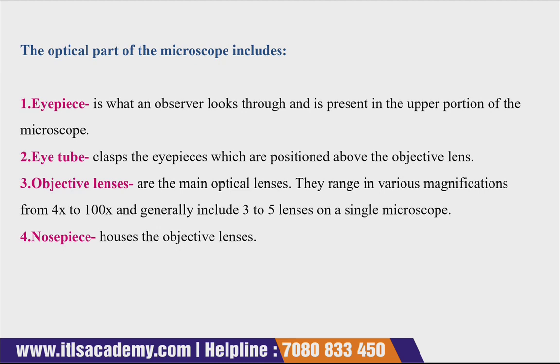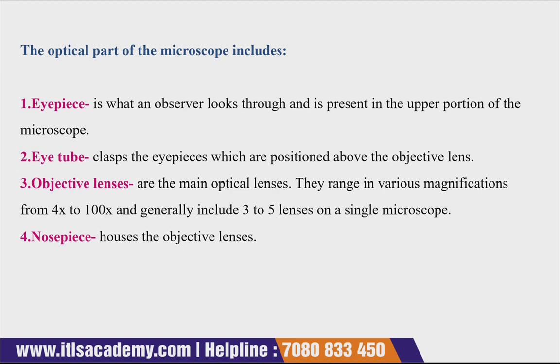First of all, we will see the eyepiece. The eyepiece is what an observer looks through, and it is present in the upper portion of the microscope. The eye tube clasps the eyepieces, which are positioned above the objective lens. Then the objective lenses are the main optical lenses. They range in magnification from 4x to 100x, and generally 3 to 5 lenses are included on a single microscope. The nose piece is the house of the objective lenses.